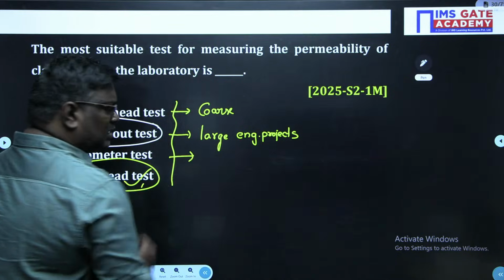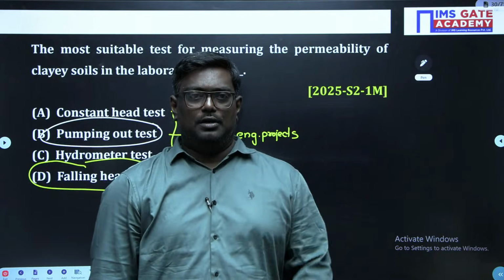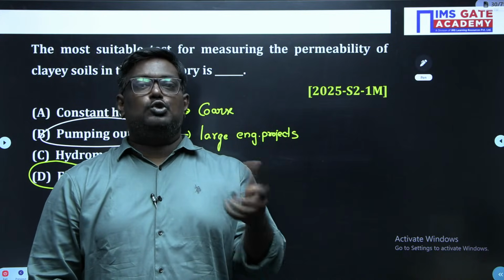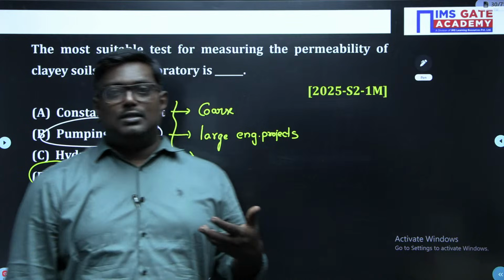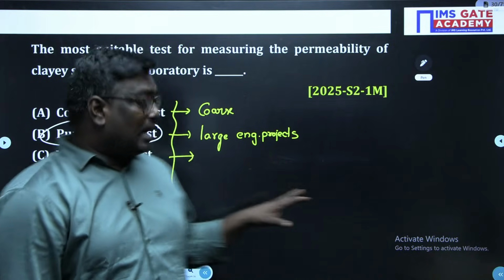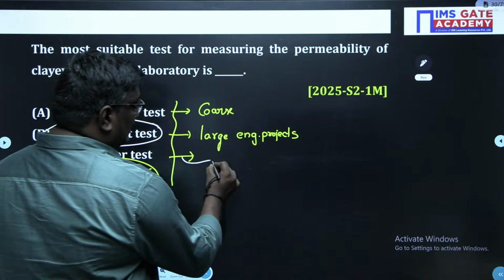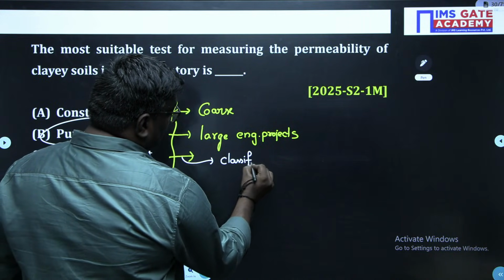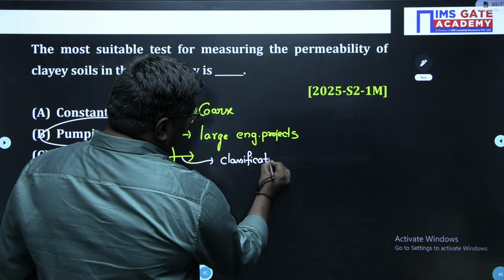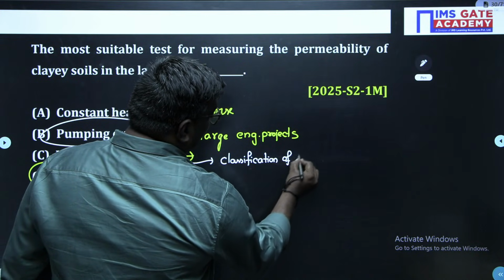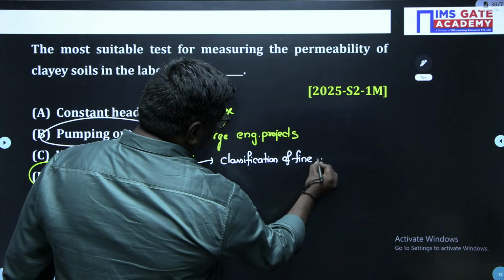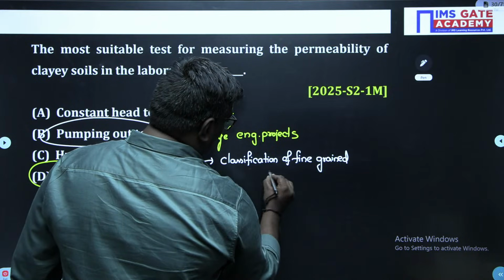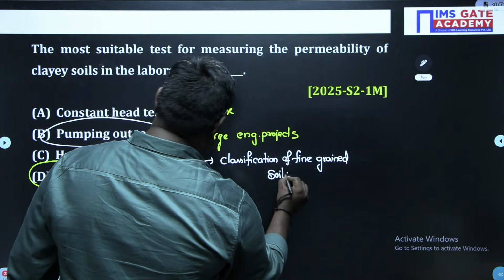Next, hydrometer. Sir, actually in soil classification, we have coarse grained and fine grained. In coarse grained, we use relative density and sieve analysis for classification. Hydrometer test is based on settling velocity. It will help for classification of fine grained soils. This is applicable for fine grains.